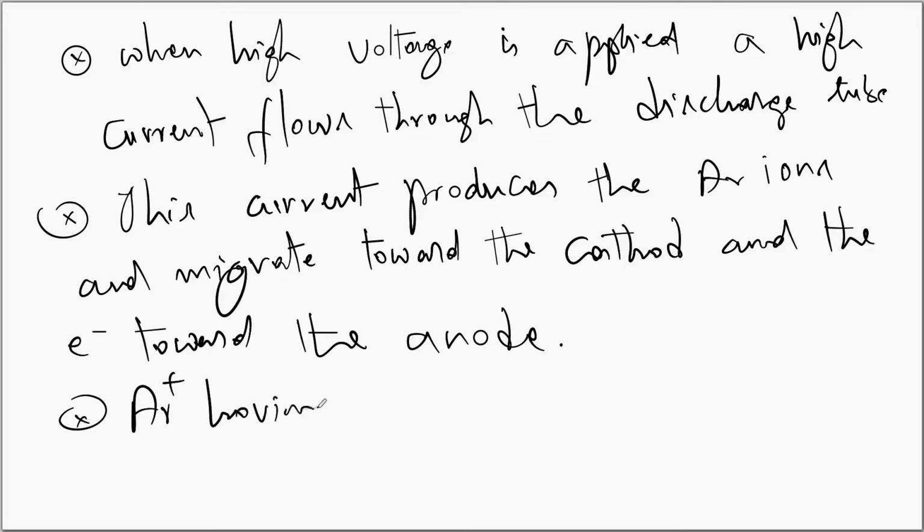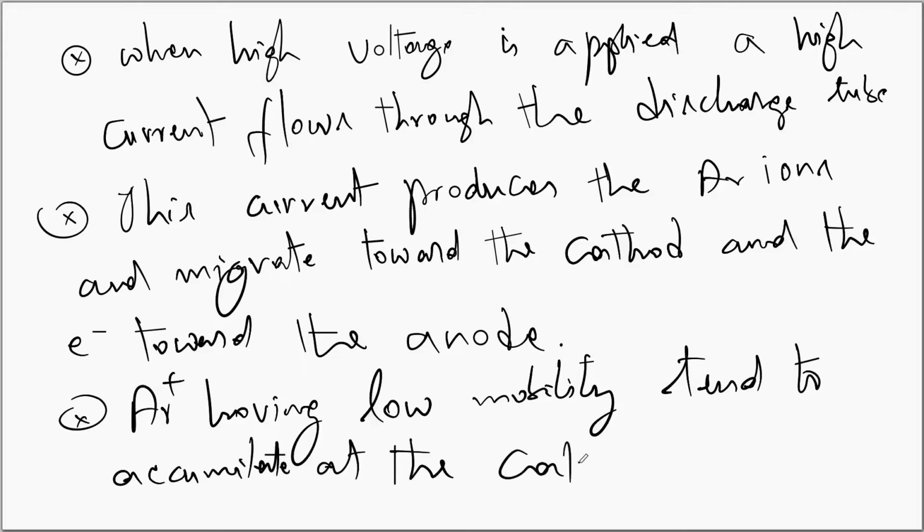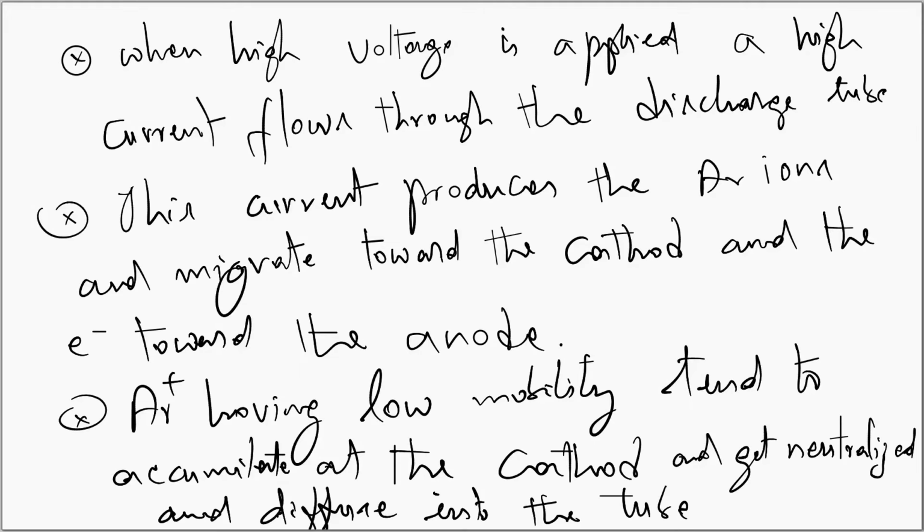Argon ions having low mobility tend to accumulate at the cathode and get neutralized. Eventually they diffuse back into the discharge tube. The electric field in the discharge tube accelerates the ions, and the fast-moving ions produce very high temperatures, of the order of 3000 Kelvin.